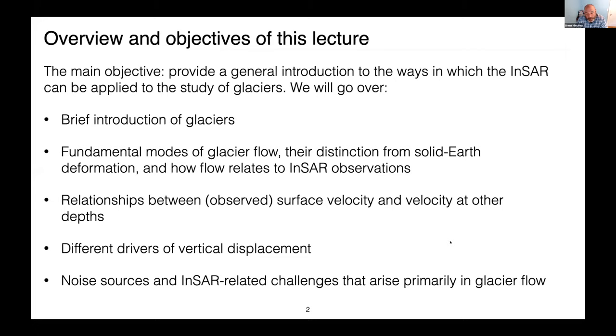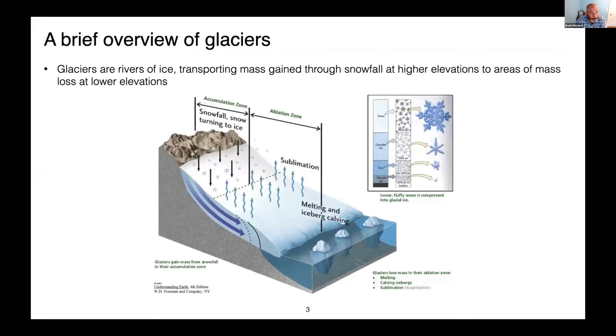We're going to go over the relationships between observed surface velocity and velocity at other depths. We're going to go over different drivers of vertical displacement that exist in natural systems. And then, we're not going to quite get to this, but in the Jupyter notebook there are some discussions about common noise sources related to glaciers, and how these can create some interesting applications and challenges when using InSAR observations to study glacier flow.